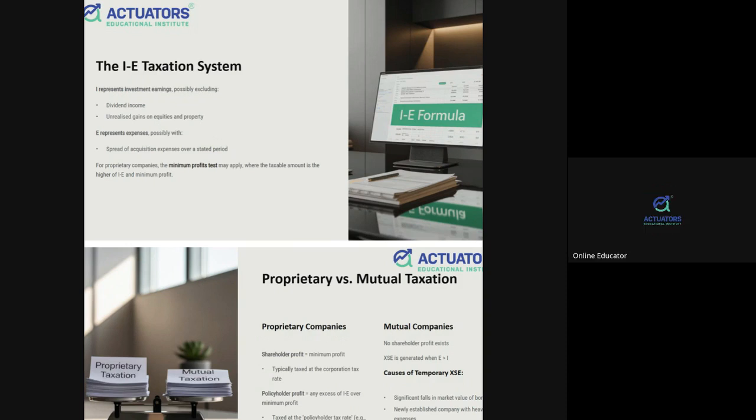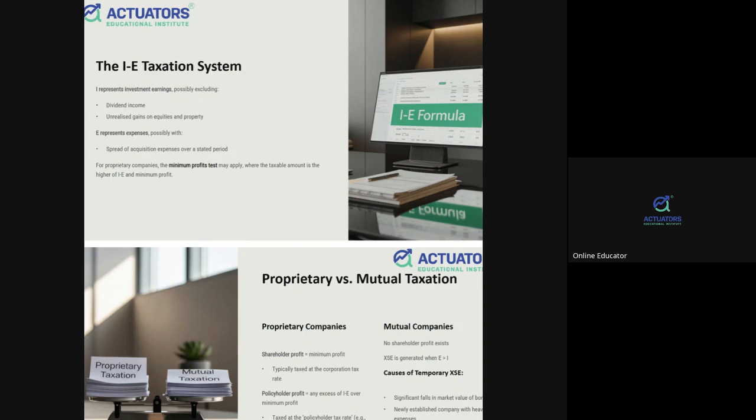Okay. Yeah. Cool. Now we come to the part that we're talking about, which is called a minimum profits test, right? Which usually gets applied for proprietary companies, right? Proprietary companies means companies that have some distinct shareholders, right? So it's usually applied for proprietary companies who are taxed under I minus E basis.